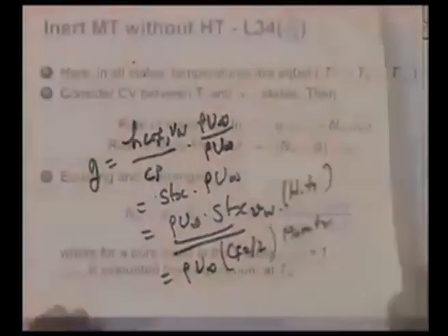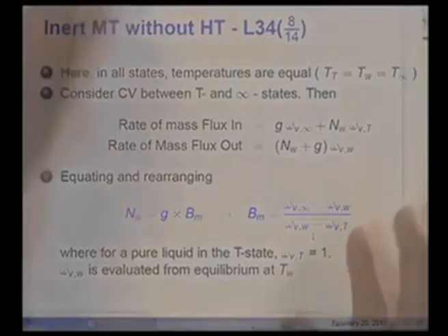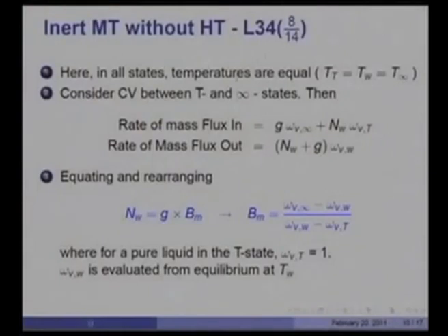So, inert mass transfer without heat transfer. Let us say in all states the temperatures are equal. So, there is no heat transfer at all, but there would be mass transfer. Again, if I consider the control volume between the t state and the infinity state, the rate of mass flux in will be G omega_V,infinity plus N_w times omega_V,t, which is from the neighboring phase in the transfer substance state, and what will go out would be (N_w plus G) omega_V,w, because the outgoing flux carries with it properties of the W state.